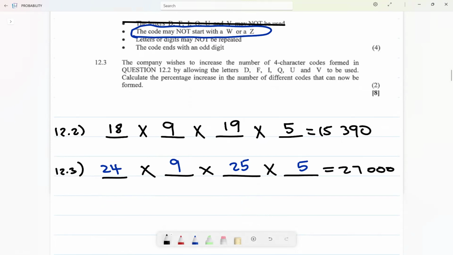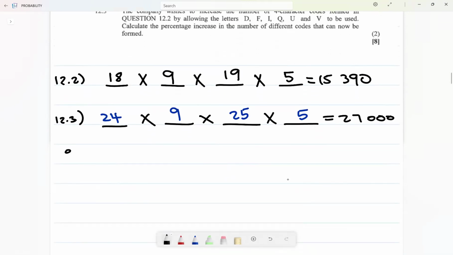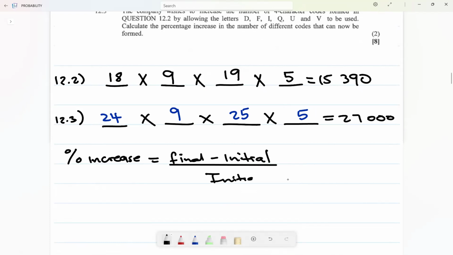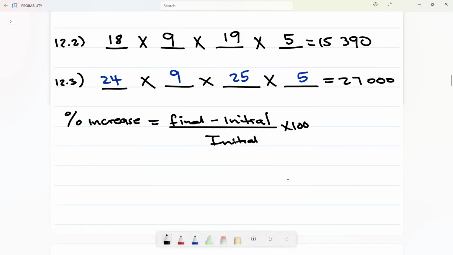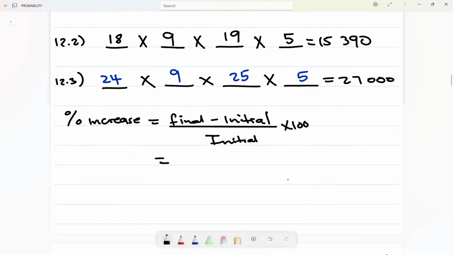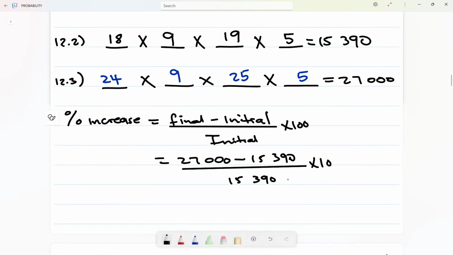But now the question was calculate the percentage increase. The percentage increase, if you're doing life science, is supposed to be easy. The percentage increase is going to be the final minus the initial, divided by the initial, multiplied by 100. What is the final? The final, now that they have decided to increase, is going to be 27,000 minus the initial, which was 15,390, and then I'm going to divide by that initial, which is 15,390, and then I need to multiply by 100.